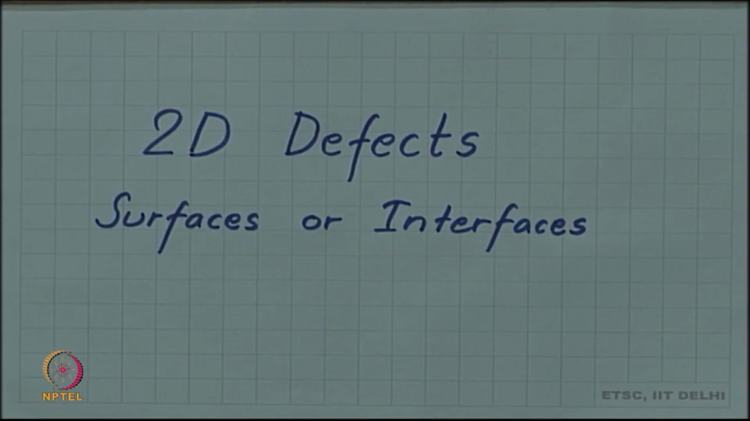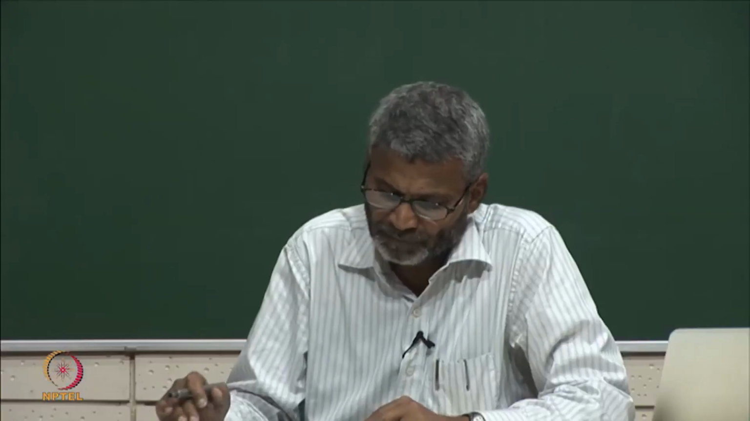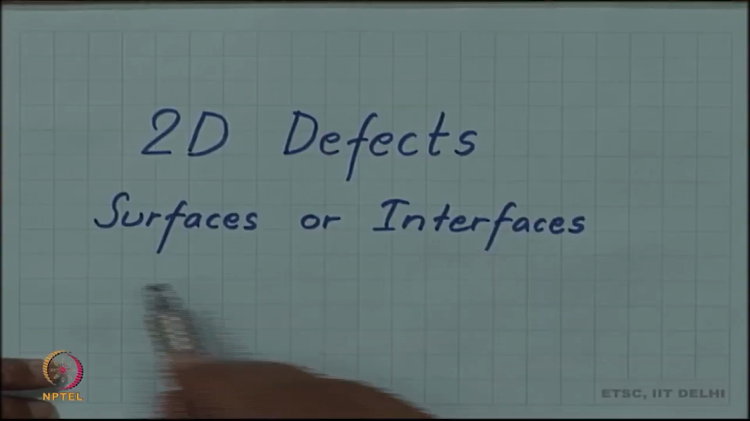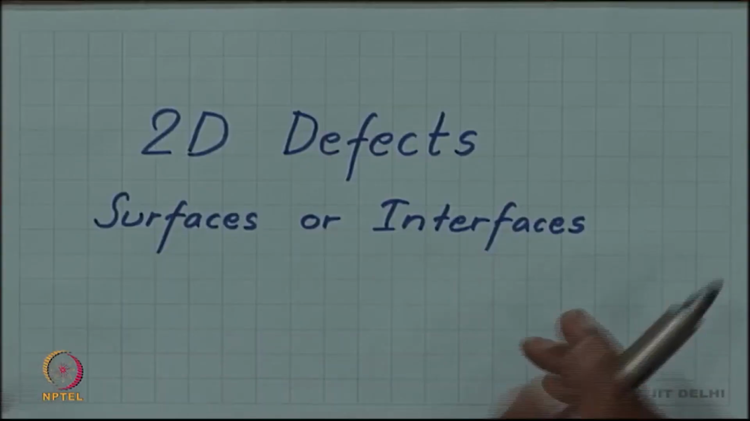We have been discussing the defects in crystalline solids, and we classified them on the basis of dimensionality. We discussed zero-dimensional defects, which were vacancy or interstitial. We also discussed one-dimensional defects, which were the dislocations, and we spent quite a bit of time on dislocations. Now, the time has come to discuss two-dimensional defects in crystals, and these are surfaces or interfaces.